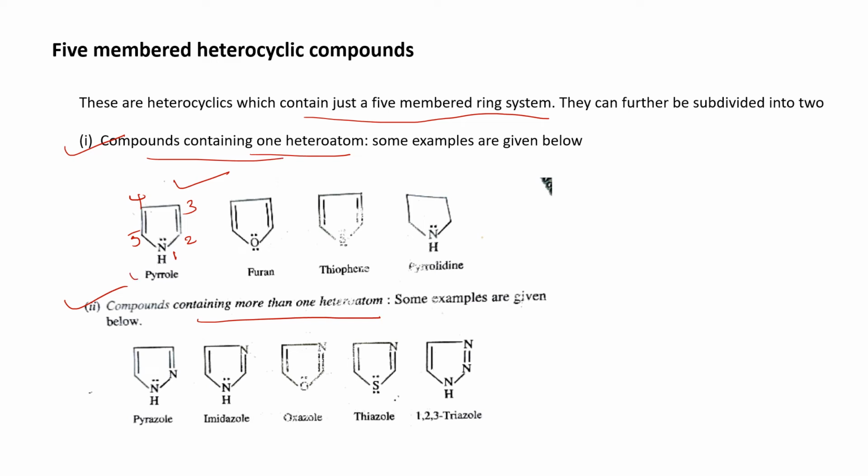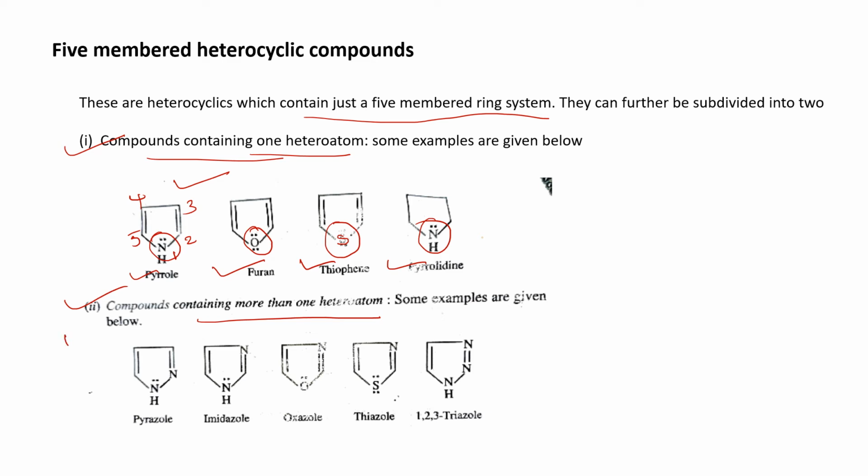Examples are pyrrole, furan, thiophene, pyrrolidine. Pyrrole, there is one heteroatom. Furan, there is one heteroatom, that is oxygen. In the case of thiophene, there is one heteroatom, sulfur. And in the case of pyrrolidine, there is also nitrogen. NH is present, as nitrogen is present as a heteroatom. Okay. Now, the second case is compounds containing more than one heteroatom.